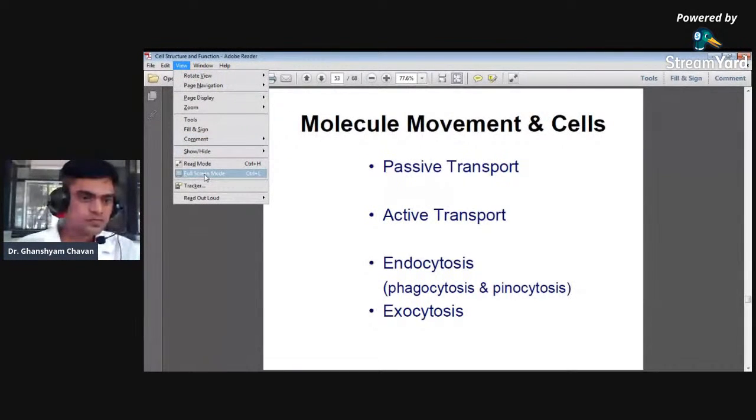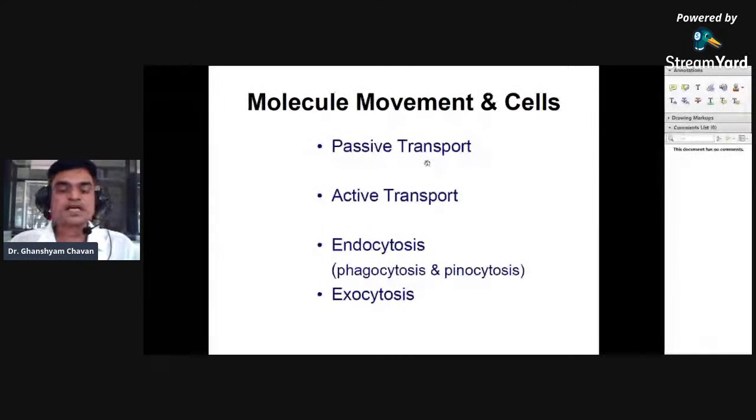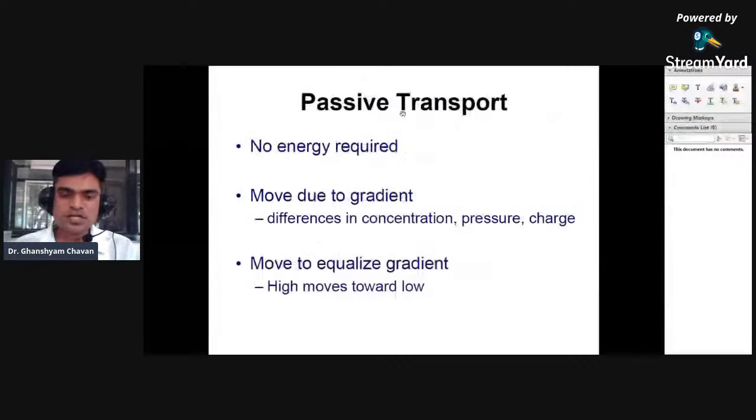Today, we will discuss the topic of the transfer or transportation of liquid across the cell membrane. In that, molecule movement occurs across the cell membranes. We will see passive transport, active transport, endocytosis, and exocytosis. Now, we will start with passive transport.